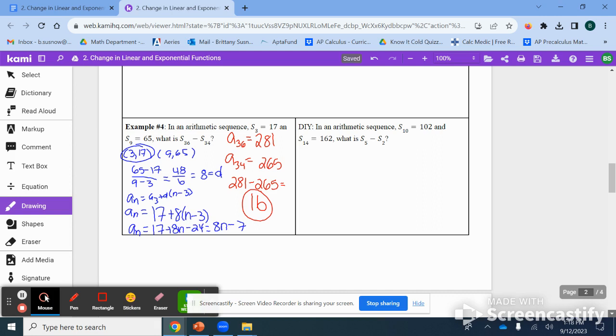Now there's a faster way to do it. What do you notice the relationship between your d, your 8, and the 16? It's doubled, right? What's 36 minus 34? 2. 8 times 2, 16. Watch how I apply it to this one. It's a faster way. So again, we still need to find the slope. We still need to find our difference. So 162 minus 102 divided by 14 minus 10. 60 over 4, which is 15. That's our d.